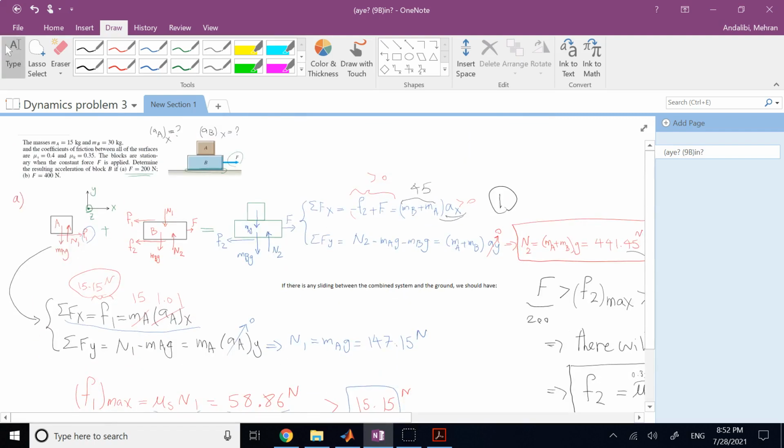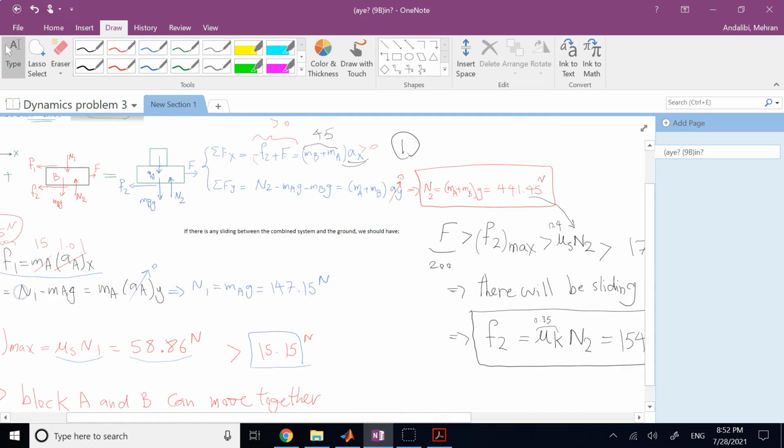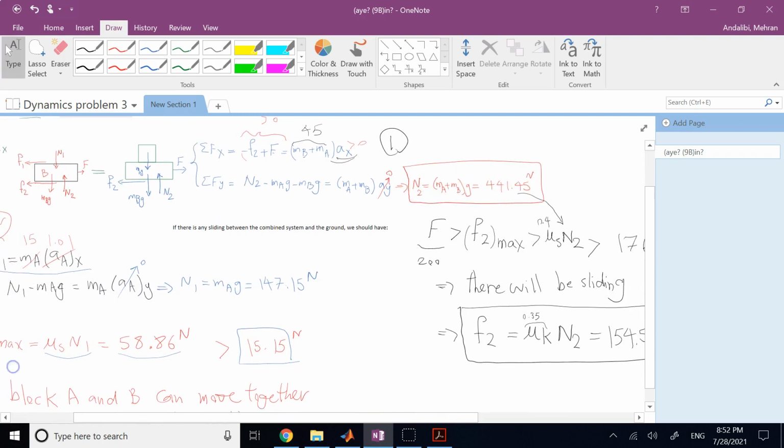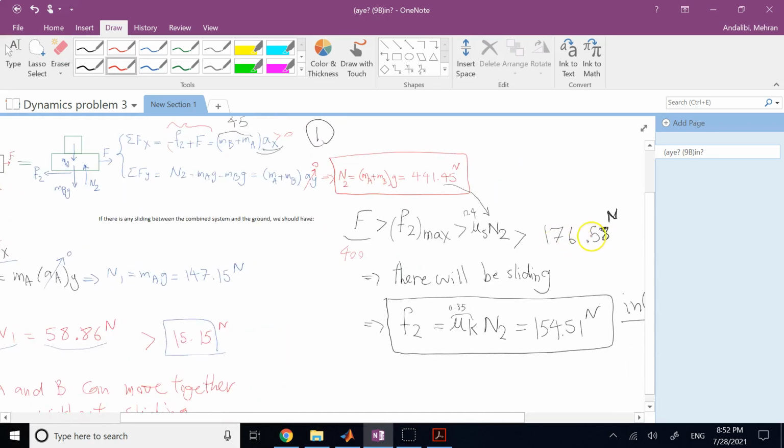Now what changes in part B? If I want to solve part B, every calculation could be quite similar, except what? N2 is still the sum of the weights, no problem. F this time is now what? It is 400, which is way bigger than the max friction that can be generated between the ground and block B, 176. So of course it will move, right? And again, the kinetic friction that exists between B and the ground is going to be mu_k times N. It's going to be the same number.